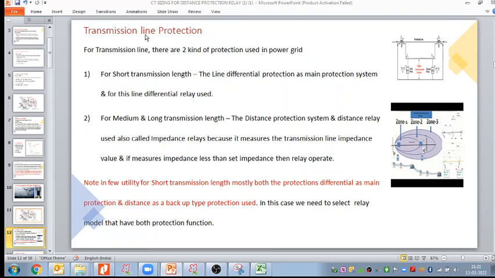For the transmission line protection, we have a separate model for the protection.